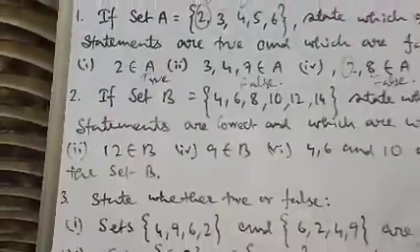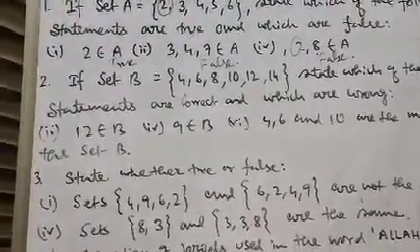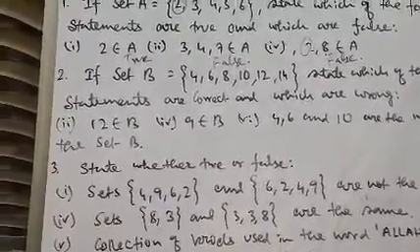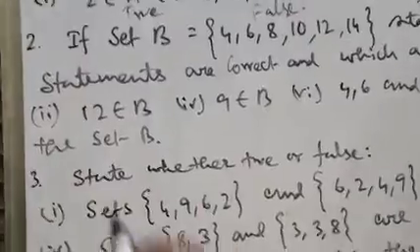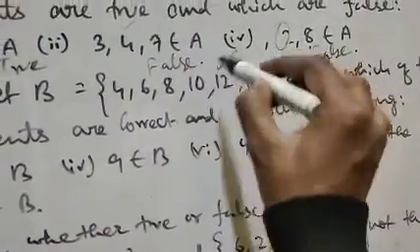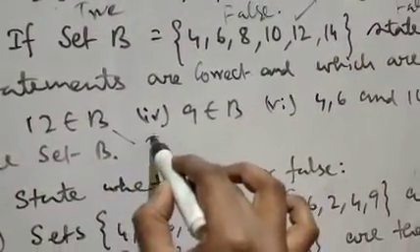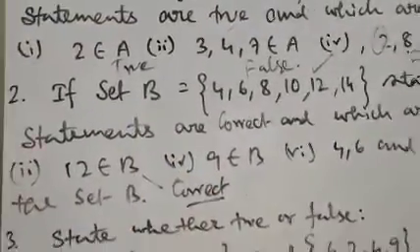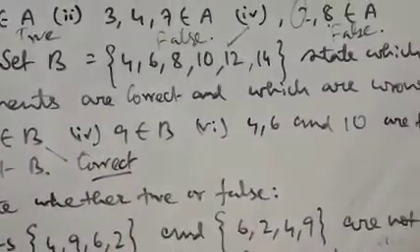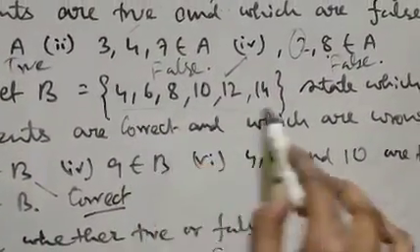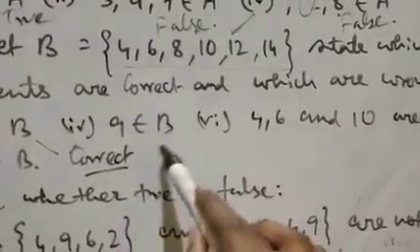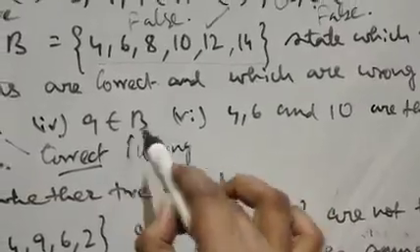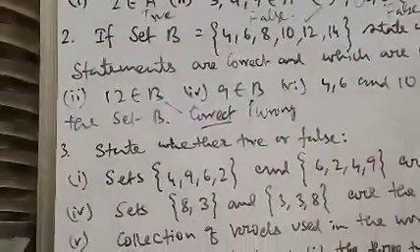Question number 2. Question number 2 says, if set B equals 4, 6, 8, 10, 12, 14, state which of the following statements are correct and which are wrong. So here, 12 belongs to B. 12 is one of the elements. Therefore the answer will be correct. Next, 9 belongs to B. 9 is not written here. So therefore 9 will not belong to set B. This will be wrong or incorrect. So this one will be wrong, and the previous one will be correct.